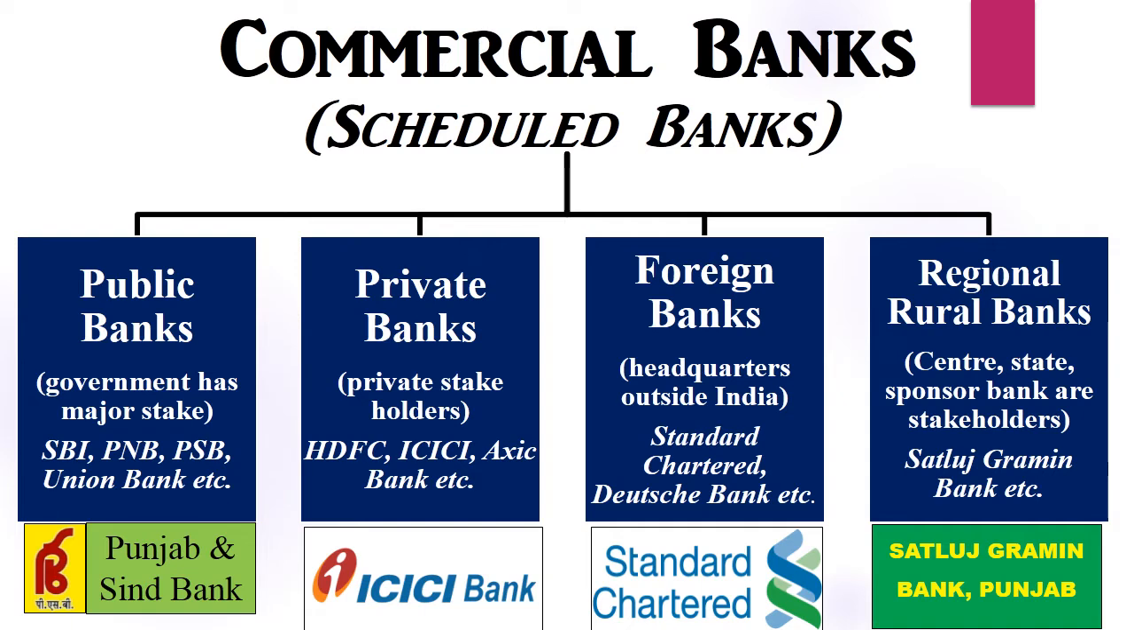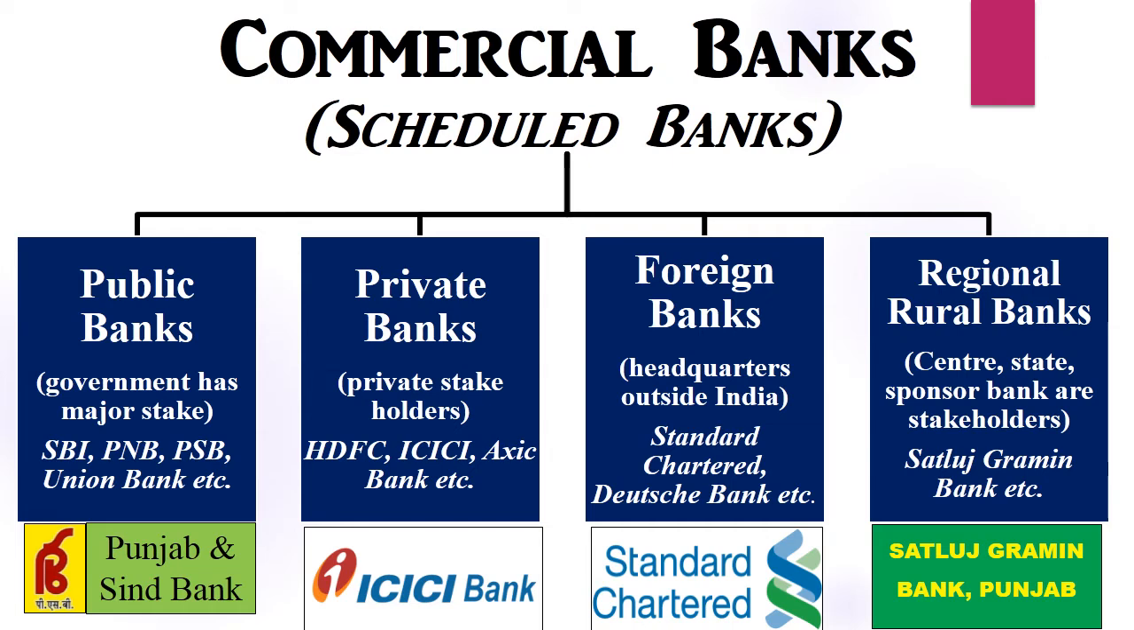Then there are the private sector banks, where the majority of the stake is owned by private stakeholders. HDFC and ICICI are examples of private sector banks. The third type of commercial banks are the foreign banks, whose headquarters are located outside India, but they operate under the RBI guidelines in India. Standard Chartered and Deutsche Bank are foreign banks that operate in India.